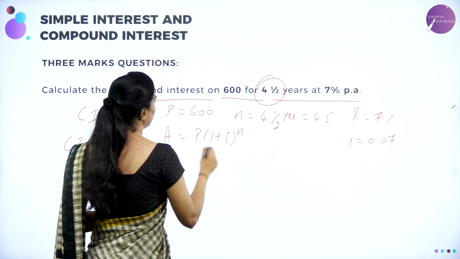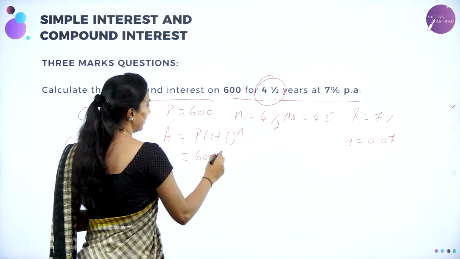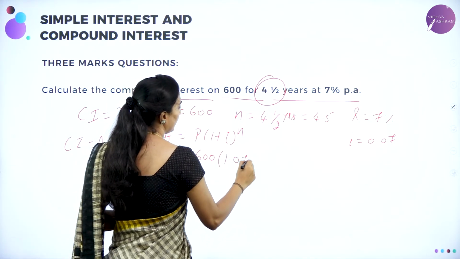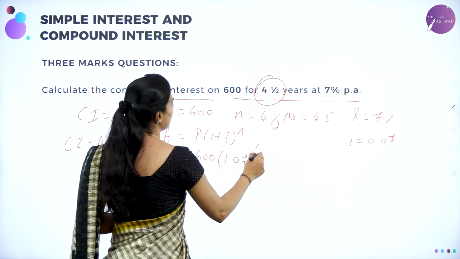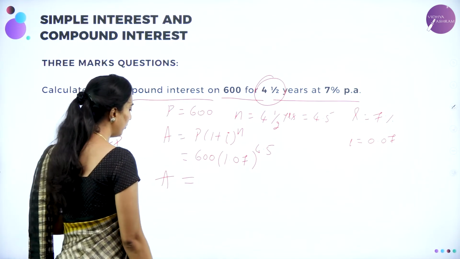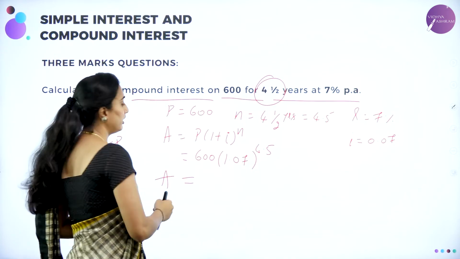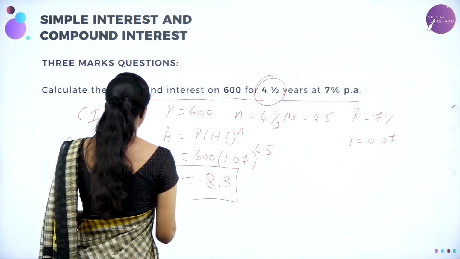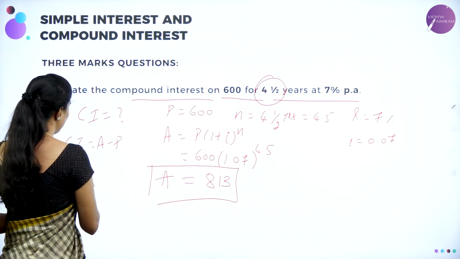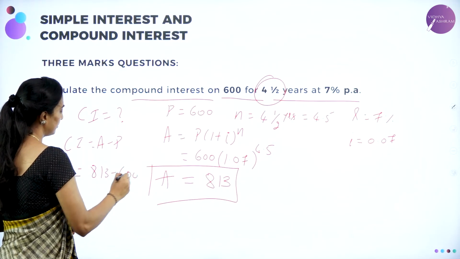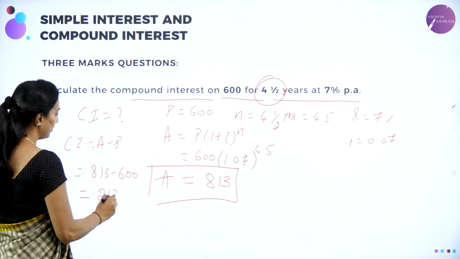A is equal to P into (1 plus I) whole to the power of N, which is P is 600 into 1.07, directly I am writing, to the power of N is 4.5. If you calculate A, you are going to get the answer, A is equal to 813. Now you are going to calculate CI, which is equal to 813 minus 600. So the answer you are going to get is 213.